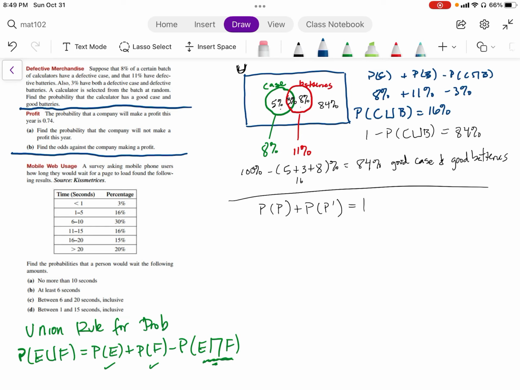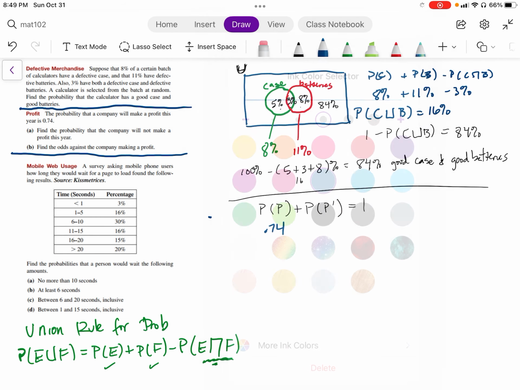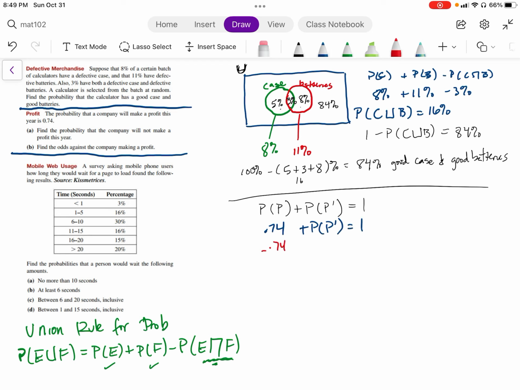So if I know that the probability they do make a profit is 0.74, then to solve for the probability that they do not make a profit, I need to subtract that on both sides. 0.26 or 26%. Okay, probably leave it at 0.26 since that's the way it started.